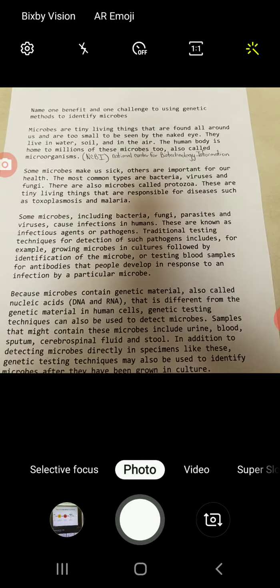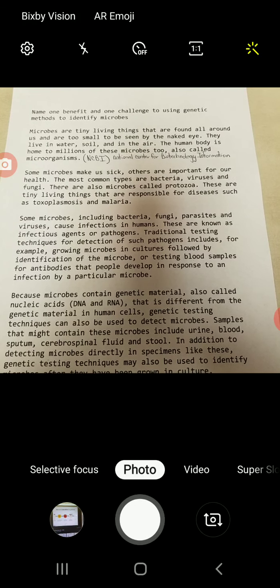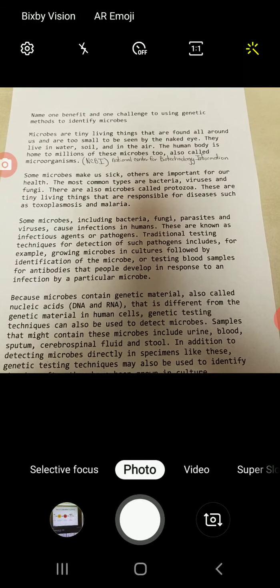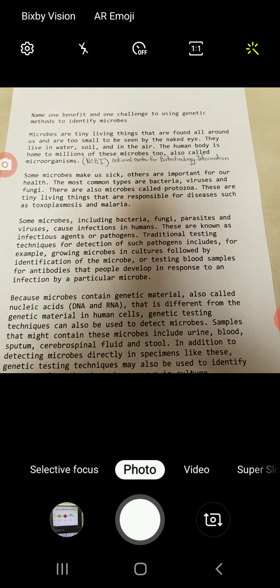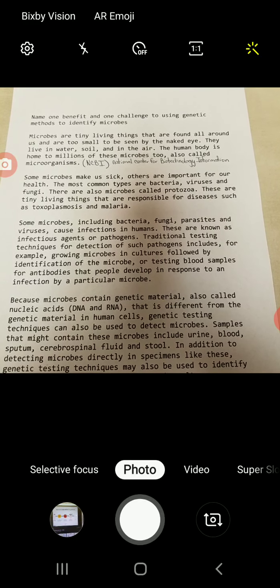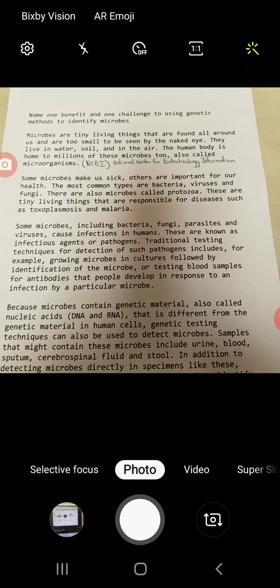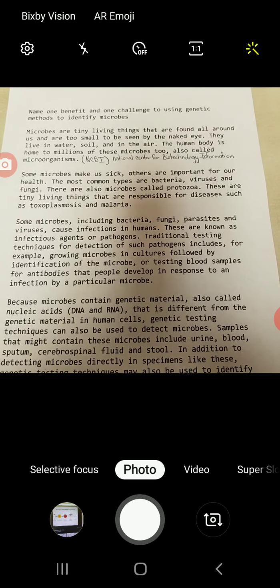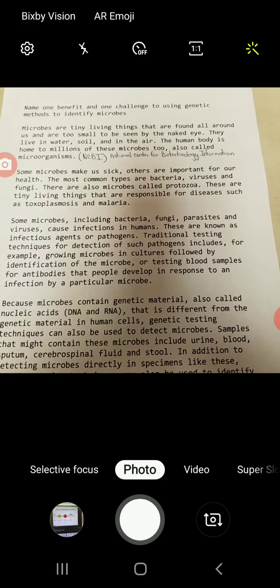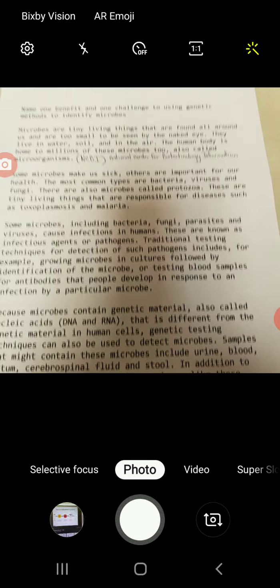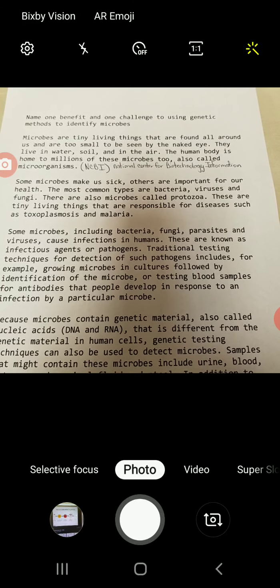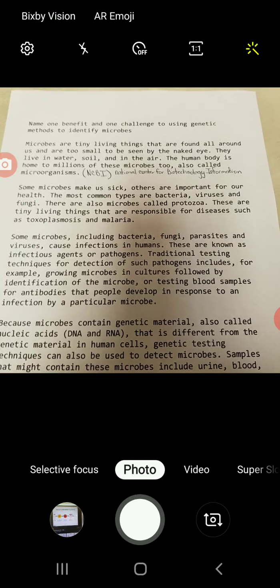So I went on to explain that microbes are tiny living things that are found all around us and are too small to be seen with the naked eye. They live in water, soil, and in the air. The human body is home to millions of these microbes too, also called microorganisms. I got this information from the National Center for Biotechnology Information.